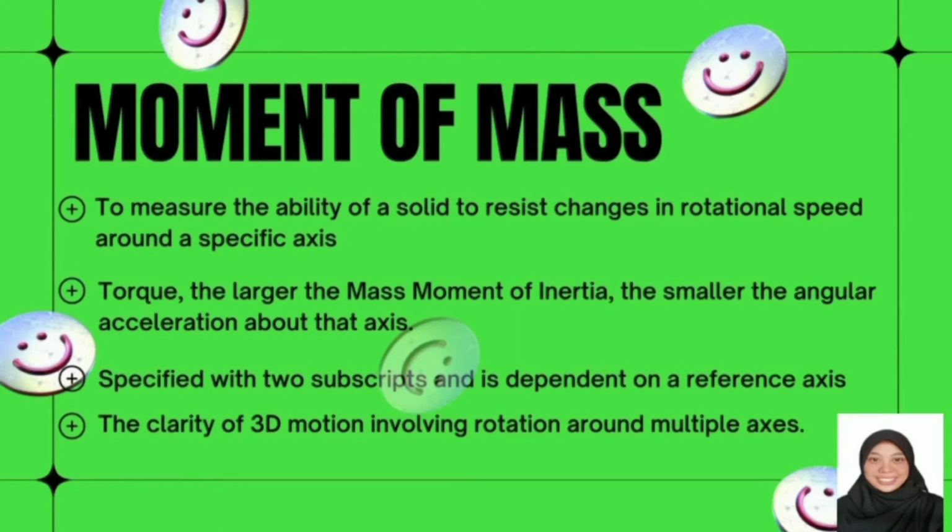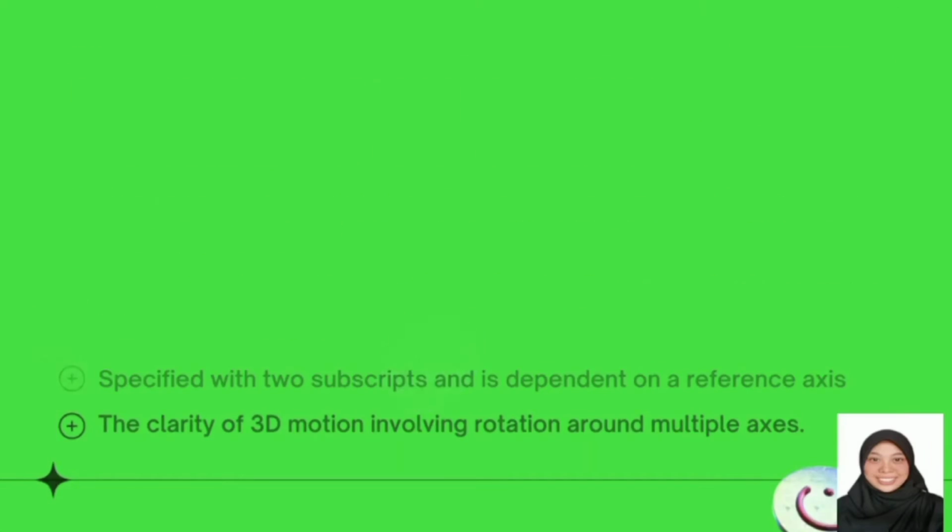CF200157. Moment of mass is to measure the ability of a solid to resist changes in rotational speed around a specific axis. The larger the mass moment of inertia, the smaller the angular acceleration about the axis. Moment of mass is also specified with two subscripts and is dependent on a reference axis. It is useful for describing 3D motion involving rotation around multiple axes.